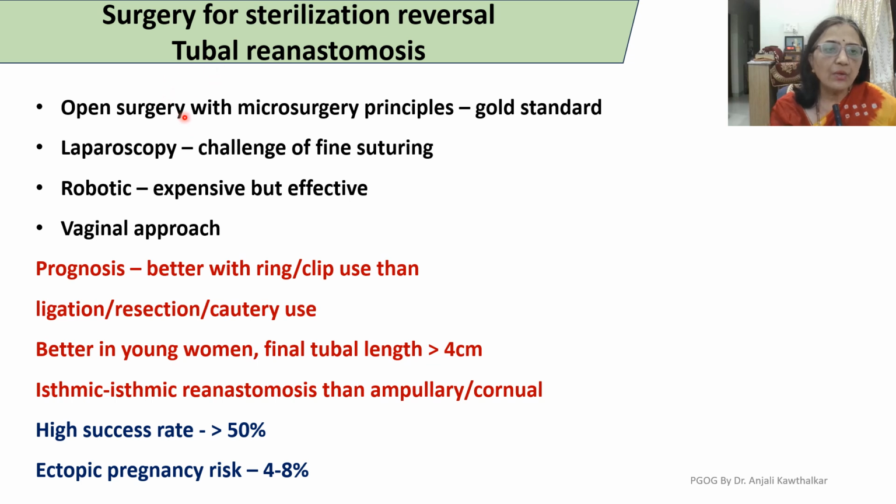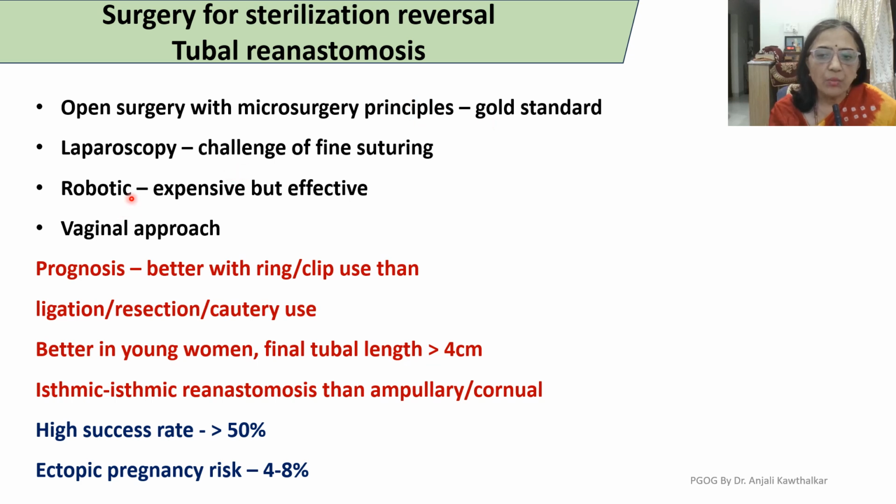Now this is one scenario where, at present, open surgery with microsurgery principles is considered the gold standard over laparoscopy. Laparoscopically, the results can be the same as with microsurgery, provided the laparoscopic surgeon is experienced and highly skilled. Otherwise, there is a challenge of fine suturing of the re-anastomosis after excision of the tubal sterilization site. So the procedure of choice is microsurgery with open surgery. This is considered the gold standard for these cases.